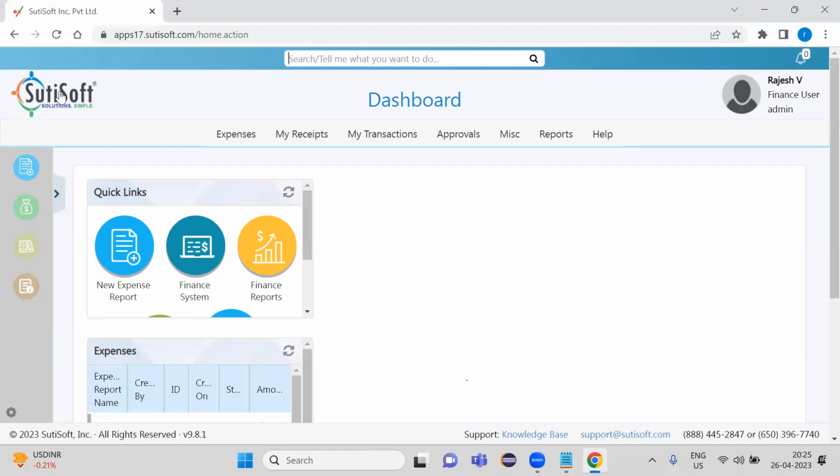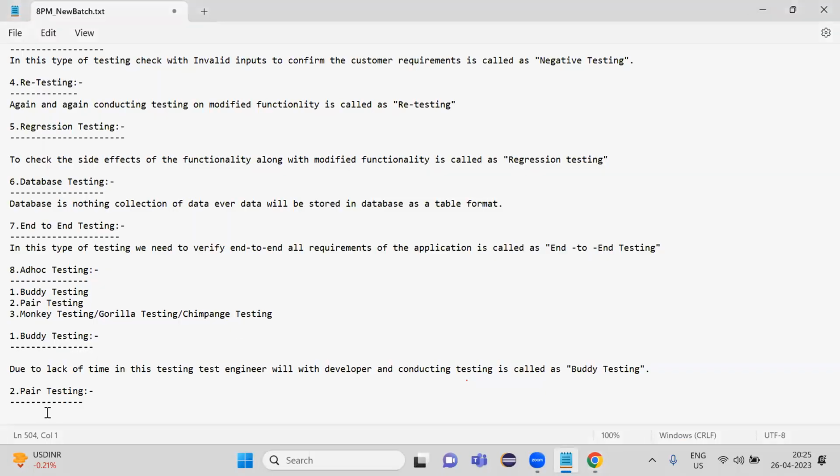Yes, sir. In your mind it may not be an issue, but in another person's way of mind it may be an issue, right? Yes or no? Guys, understanding? To conduct those kinds of testings is called pair testing. Okay, so that's the reason.